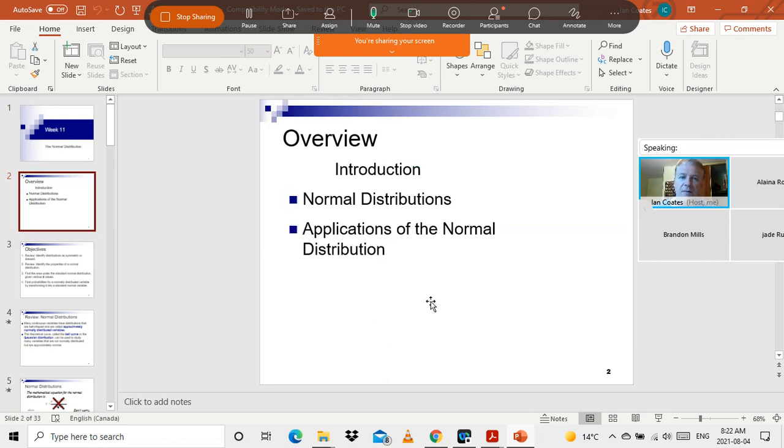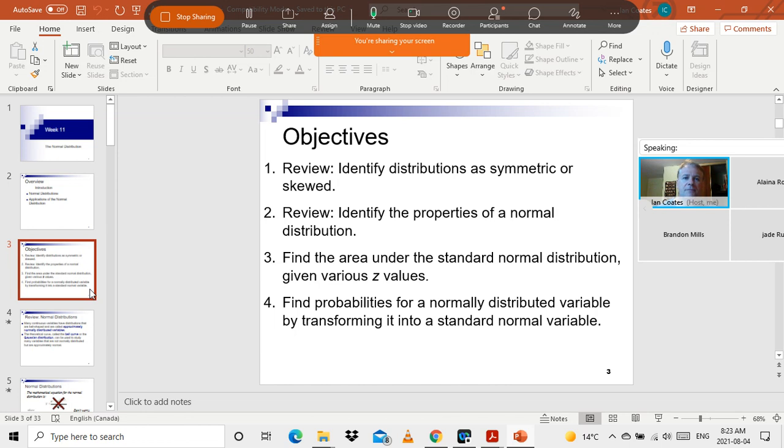We're going to be talking about the normal distribution, a little bit of review, and applications of the normal distribution, which just means questions. So, review, we're going to identify distributions as symmetric or skewed. You guys are all over that already, okay? We're going to review and identify the properties of a normal distribution, you know, the bell-shaped Gaussian curve, which we've covered already, right? We're going to find the area under the standard normal distribution.